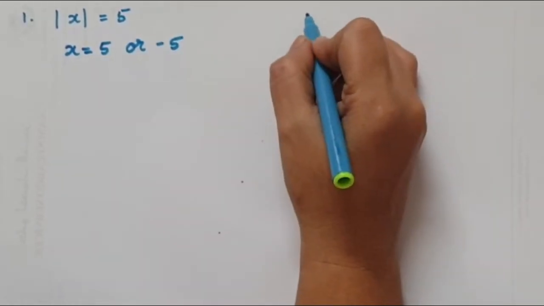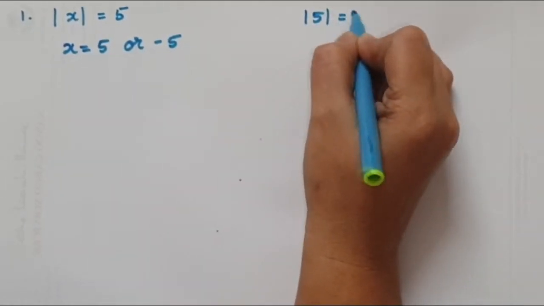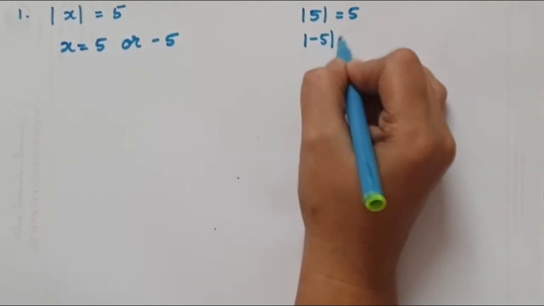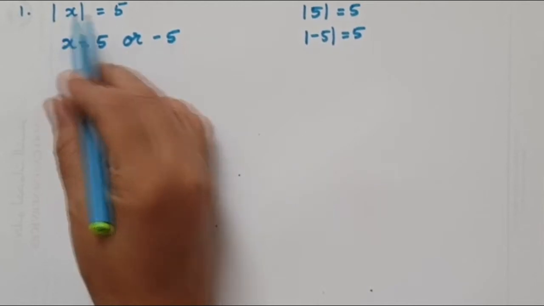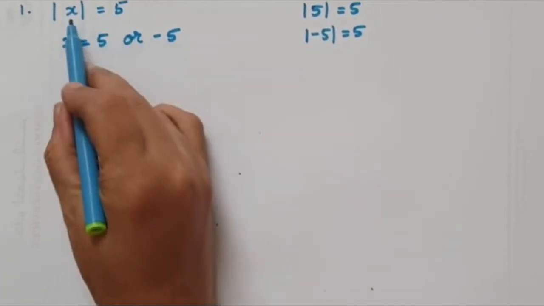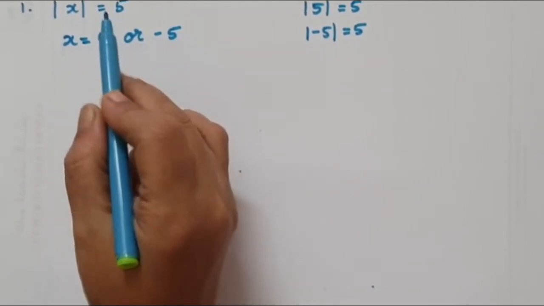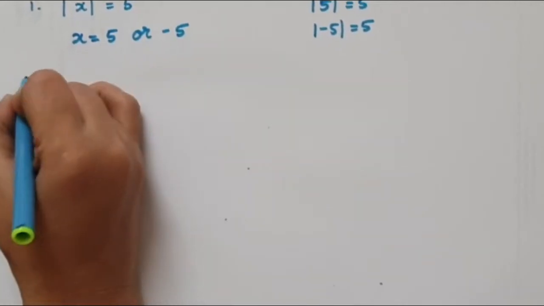Why do we write so? Because modulus of 5 is also 5 and modulus of negative 5 is also 5. That is the reason: when x takes the value 5 we get 5, and when x takes the value negative 5 we also get 5. So this is the simplest one.